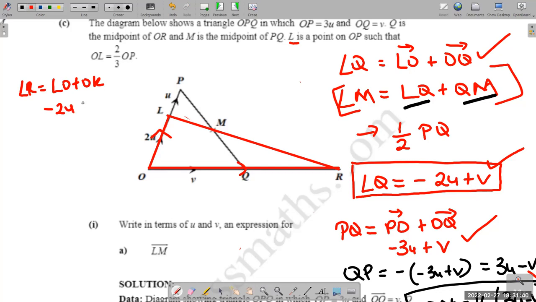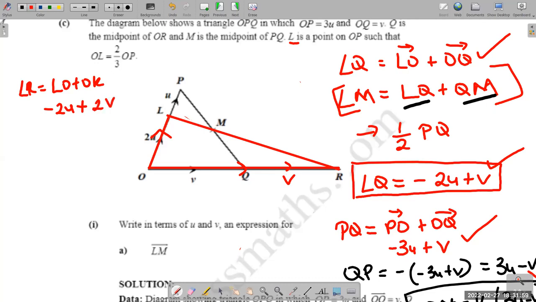Talk to me. Plus OR. What is OR? We already figured out what OR was. What was OR? Excellent. You see why it's important to figure these things out even before you get a question? Because when you get to the question, you would remember, oh yeah, I could do this easy.